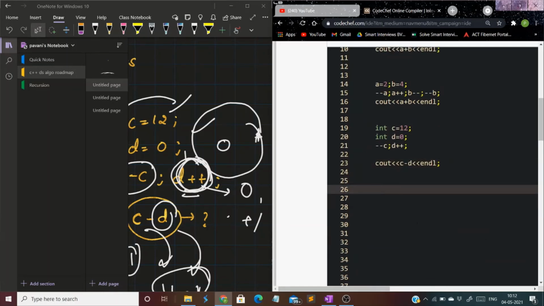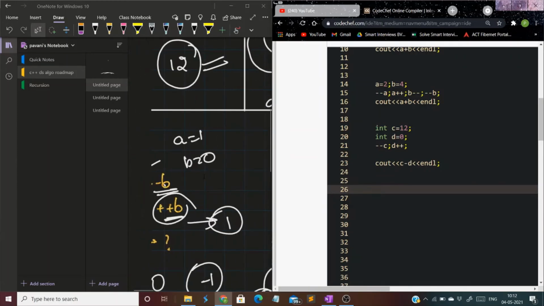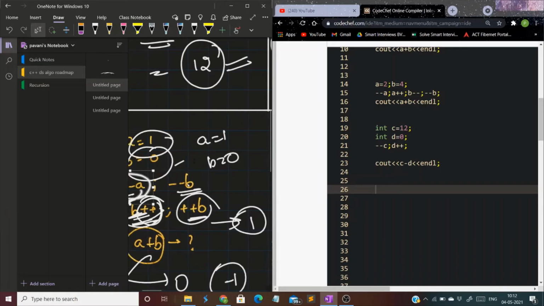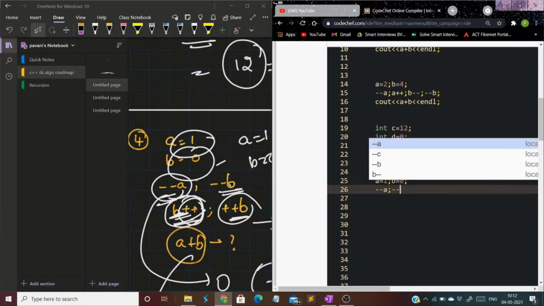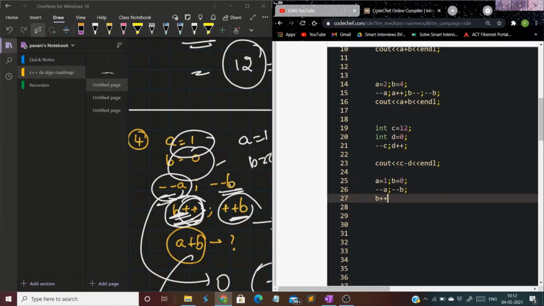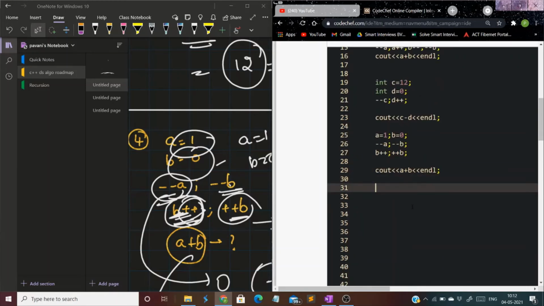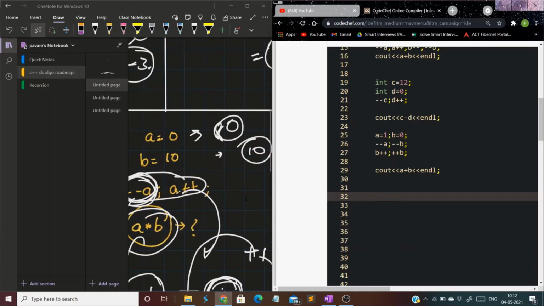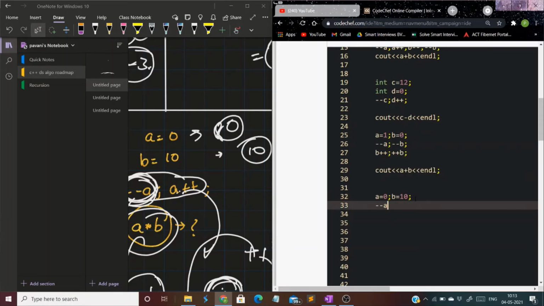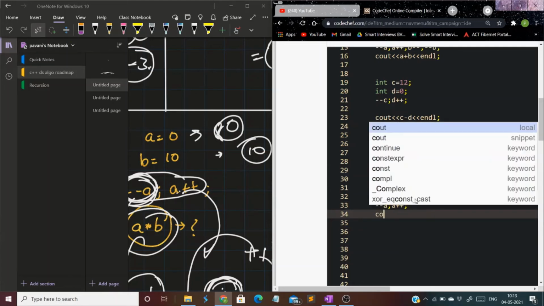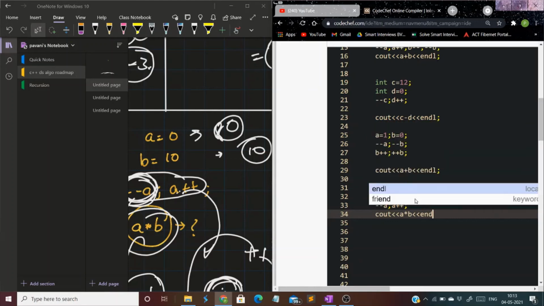Next, what is the fourth problem? a equal to 1, b equal to 0, pre-decrementing a and pre-decrementing b, then next post incrementing b, and then next pre-incrementing b. cout a plus b. What is the last problem? a equal to 0, b equal to 10, minus minus a plus plus, cout a into b endl.